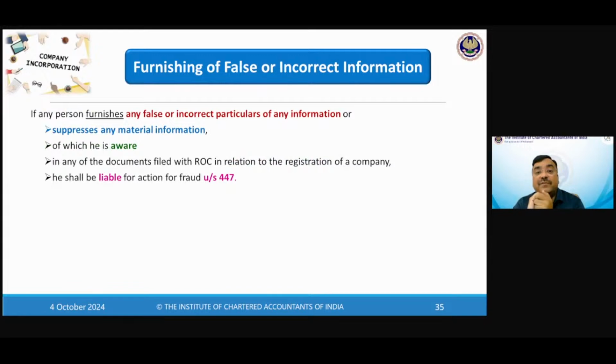Now, furnishing false or incorrect information. अगर गलत भी information दे दी, झूठ बोल दिया, if any person furnishes any false or incorrect particulars of any information or suppresses any material information, गलत बोल दिया, सही को छिपा दिया, and of which he is aware, उसे पता था जानबूझ के, knowingly making the false or incorrect particulars and suppressing any material information in any of the document filed with ROC in relation to the registration of company, he shall be liable for action for fraud under section 447. 447 में जाके उस पे पनिशमेंट लगती है. ठीक है, बहुत सिंपल सी बात है.